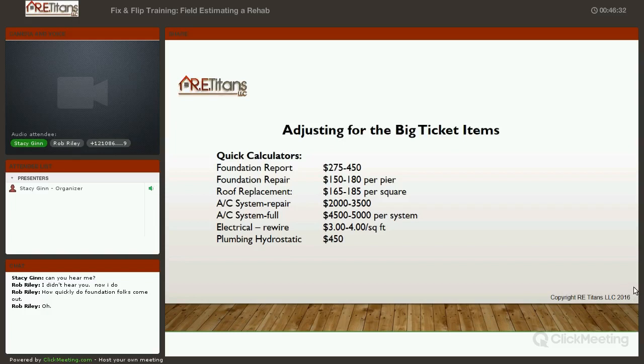Okay, you got the screen back now? Yes. Very good. Okay, we'll keep on going. So, plumbing hydrostatic.